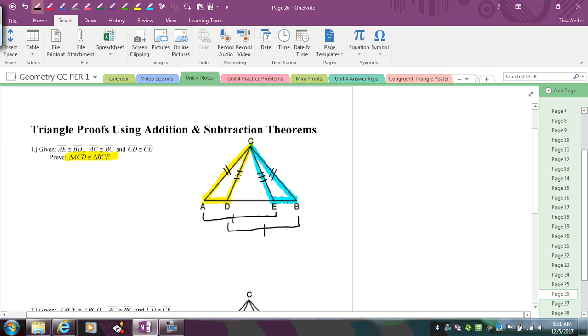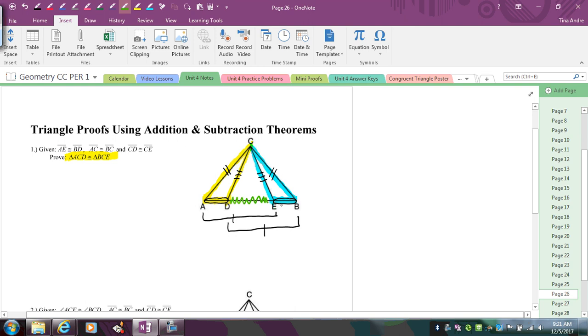So when I'm thinking about my addition and subtraction theorems, or even if I wasn't thinking that way, I'm looking at this whole segment is congruent to this whole segment, and I'm seeing that that would help me get these segments right here. It would help me get AD and BE because I have this shared piece, DE. So if I were to say, okay, well, AE, that whole thing is congruent to this whole segment BD, if I subtract off the same piece from both of them, doesn't that leave me with AD and BE being the same thing? So that's kind of where I need to go with it.